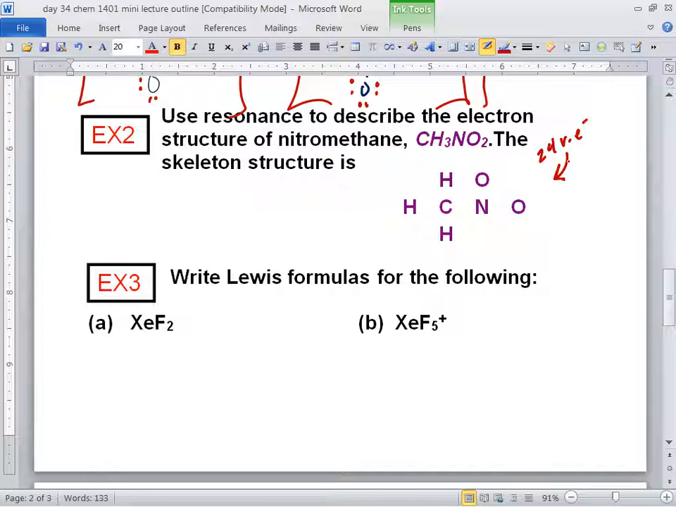Okay, try EX3. It looks like everyone has the right answer here. Xenon difluoride. So they're following convention. The first element's in the center. Yep.